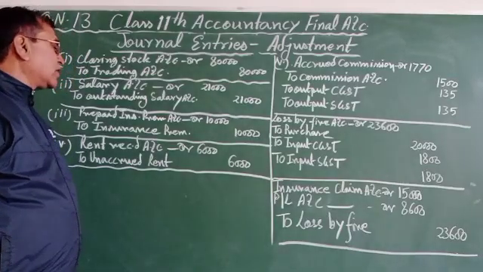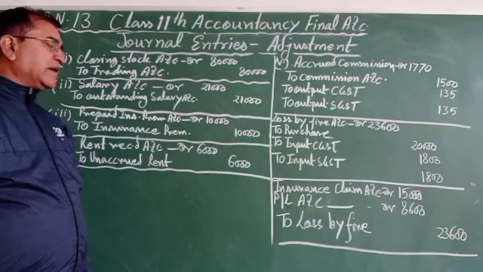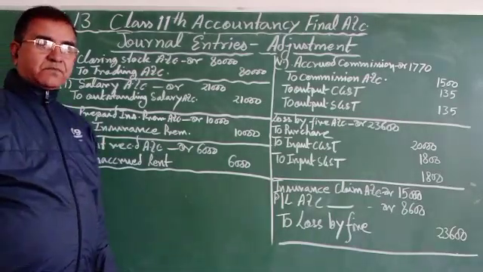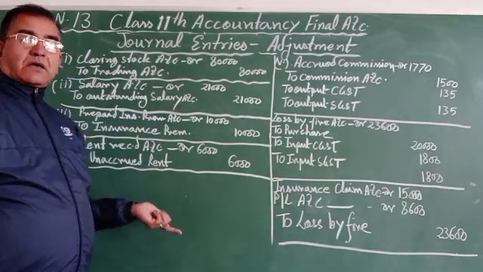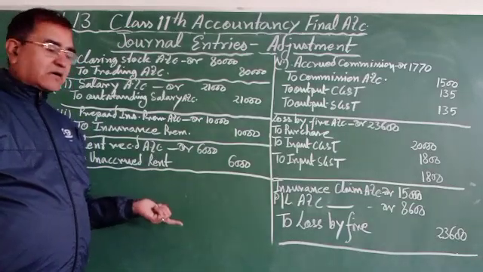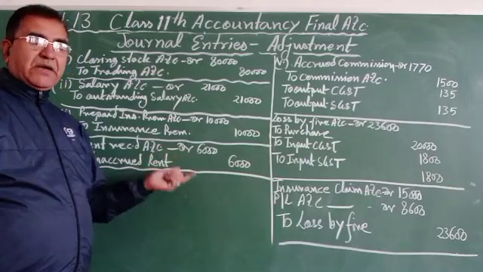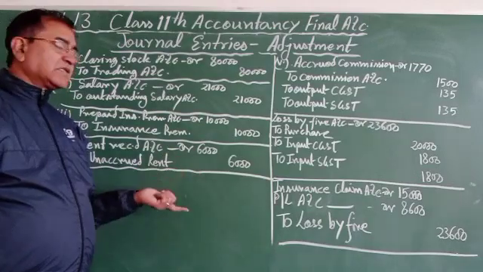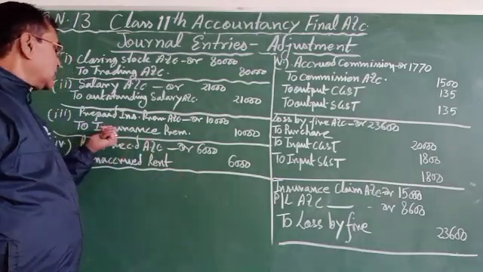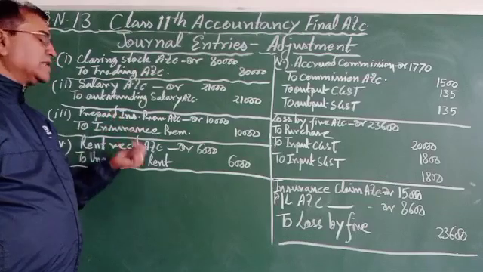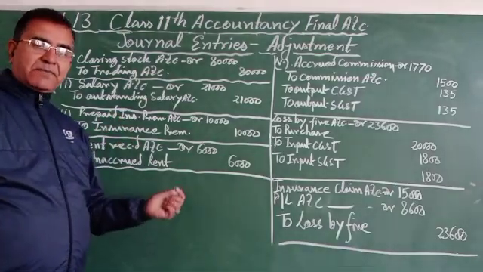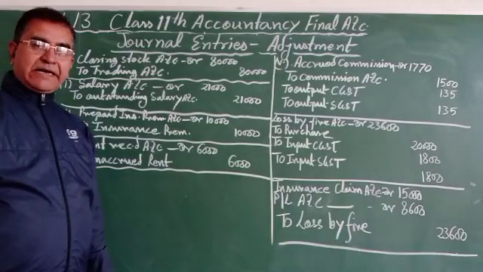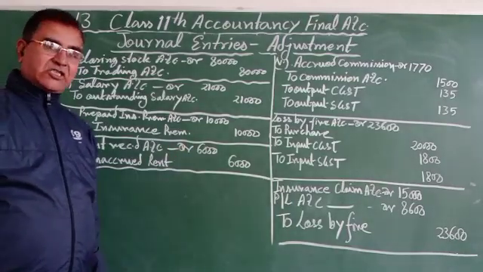Prepaid insurance, that is given 10,000. So it will be deducted from the concerned expenses incurred during the assessment year. Because the amount has been paid in advance. So the prepaid insurance premium expenses: account debit to insurance premium account, it will be deducted. It is related to the next year.